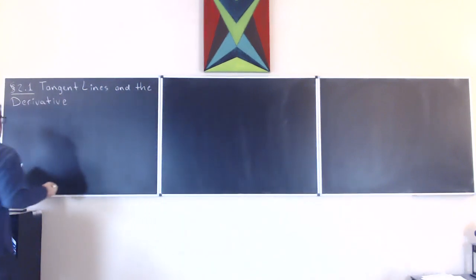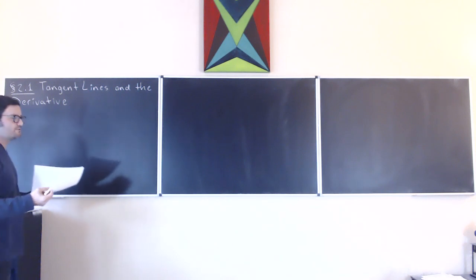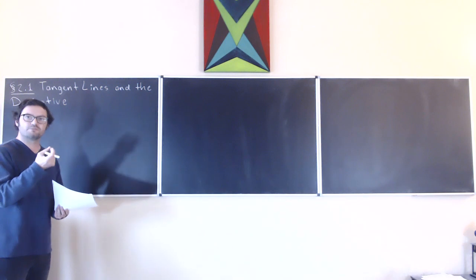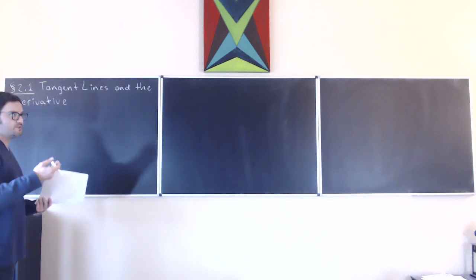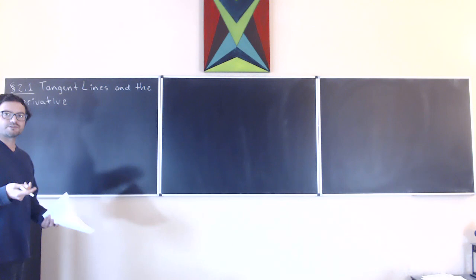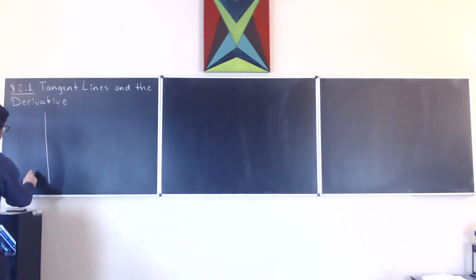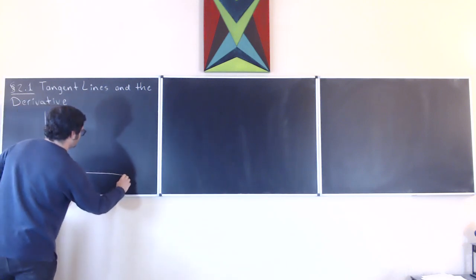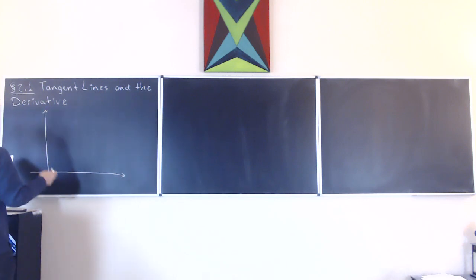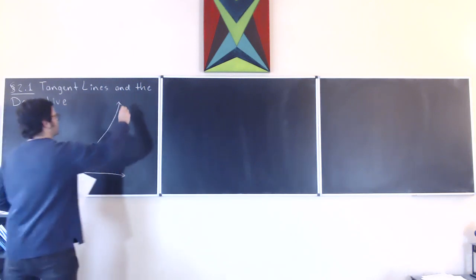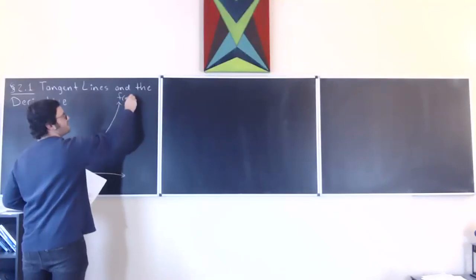So, in particular, we seek to find the slope of a line that's tangent to the graph of a function at a single point. And in order to find a tangent line, we need to first define what's called a secant line. So let me be careful to draw this the best I can. So consider a function that might look like this. All right, so this is the graph of some function called f.